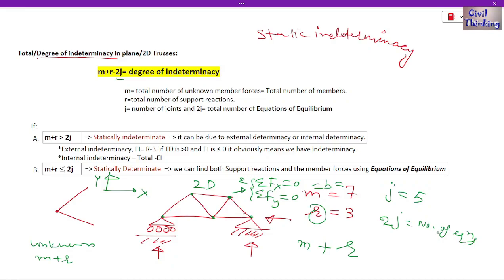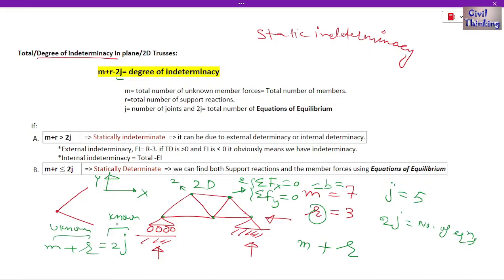Now total number of equations are 2j. Now when m plus r is equal to 2j, right? Then what we have? m plus r, they are unknowns, right? And the number of equations, they are known, right? Why are they known? Because we know for one joint there are two equations, and we know the number of joints very well. So we know the knowns. That's why we call them knowns.